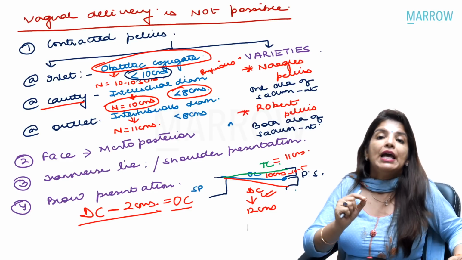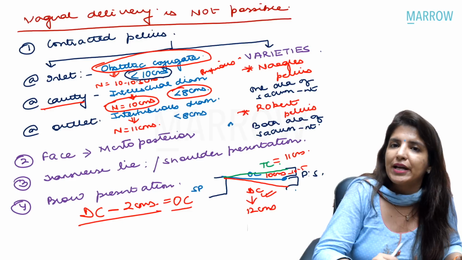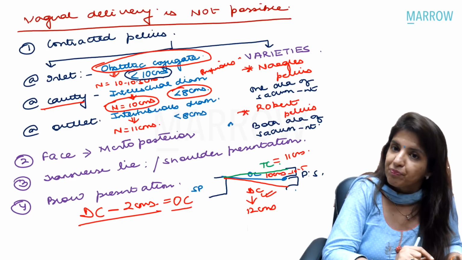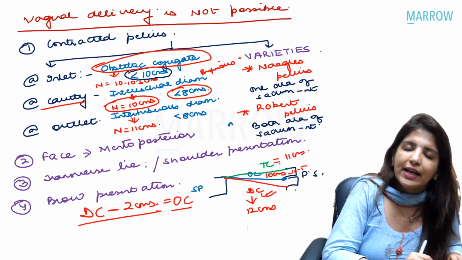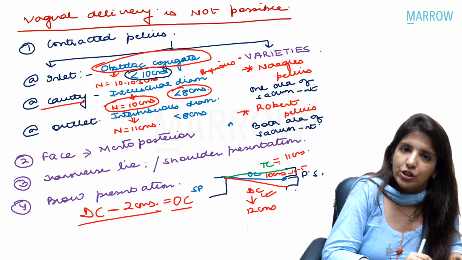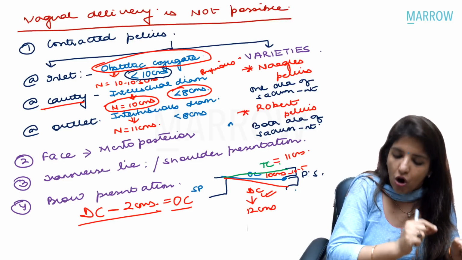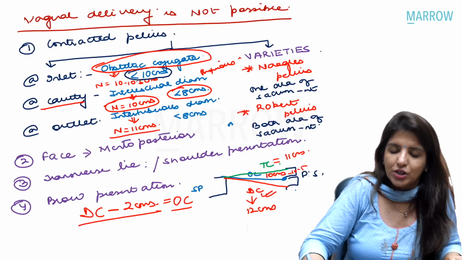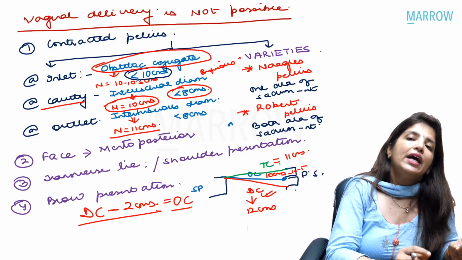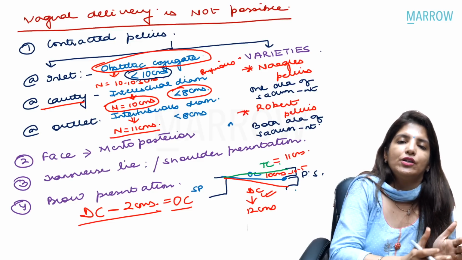Clear to all of you? Normally, how much is IID? Normally, interischial diameter or bispinous diameter is 10 centimeters. Right? And when do I say that the outlet is contracted? Outlet lies at the level of ischial tuberosities. So I have to measure the distance between the two ischial tuberosities. Normally the distance between two ischial tuberosities is 11 centimeters. If it is less than 8 centimeters, then I say that the outlet is contracted.